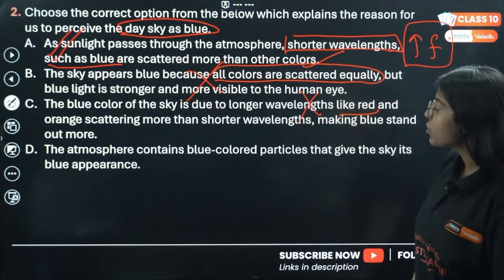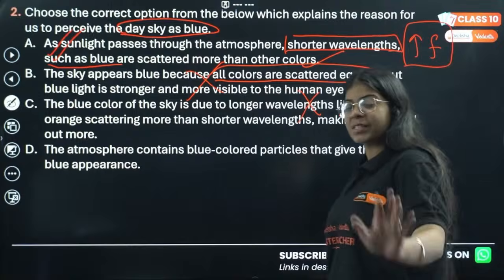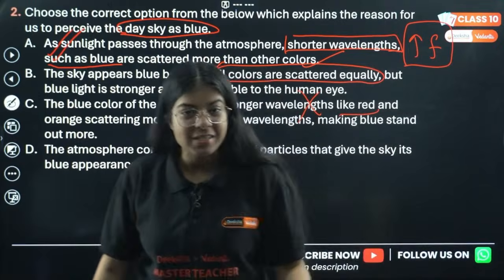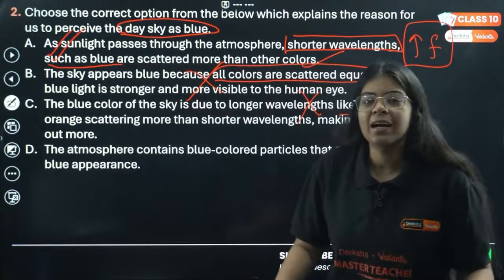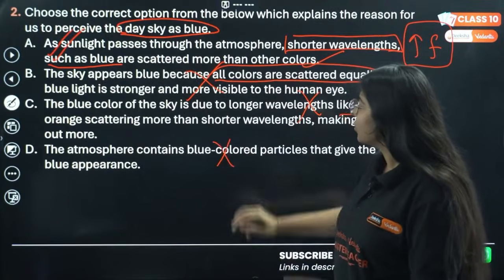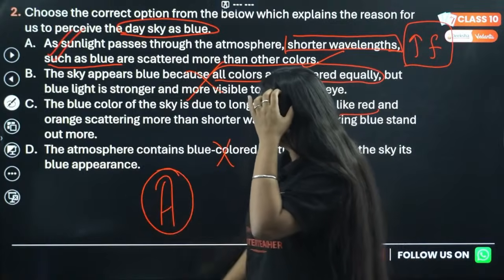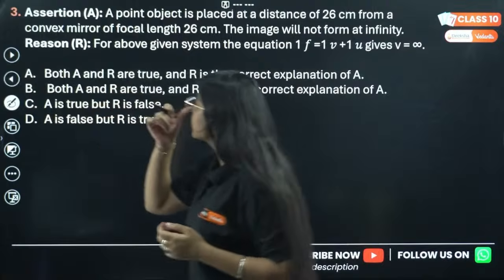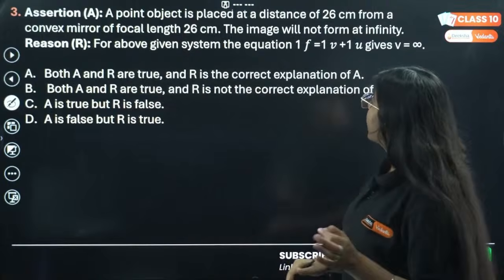D, the atmosphere contains blue colored particles that give the sky its blue appearance. Is CBSE trying to fool us? We know the atmosphere does not contain any kind of colored particles, so this is also false. The correct option is A. Correct?